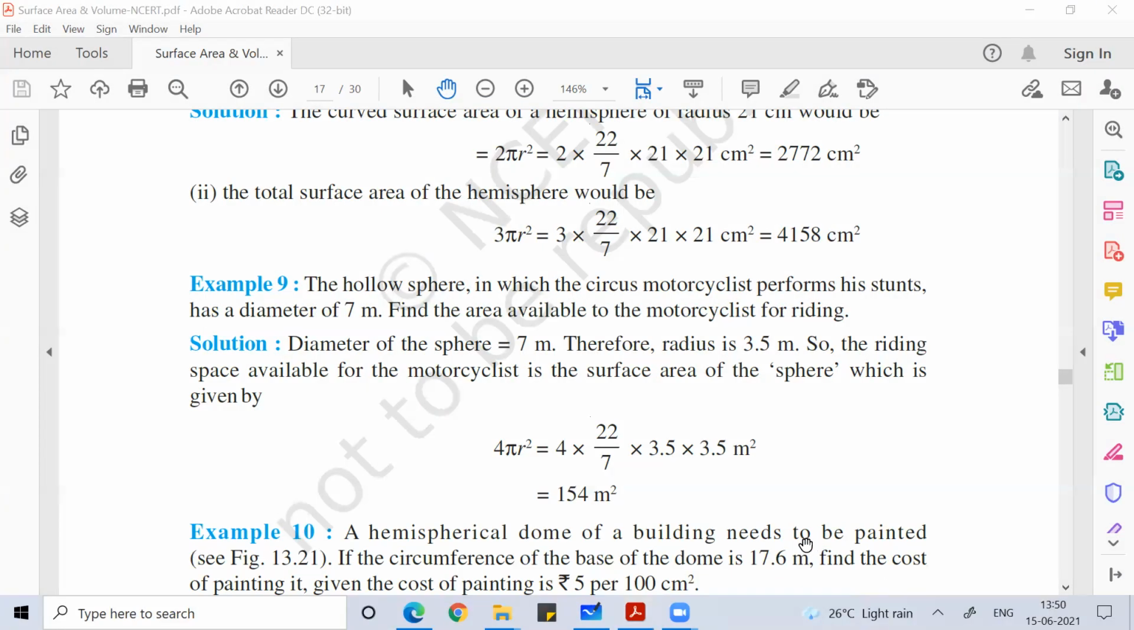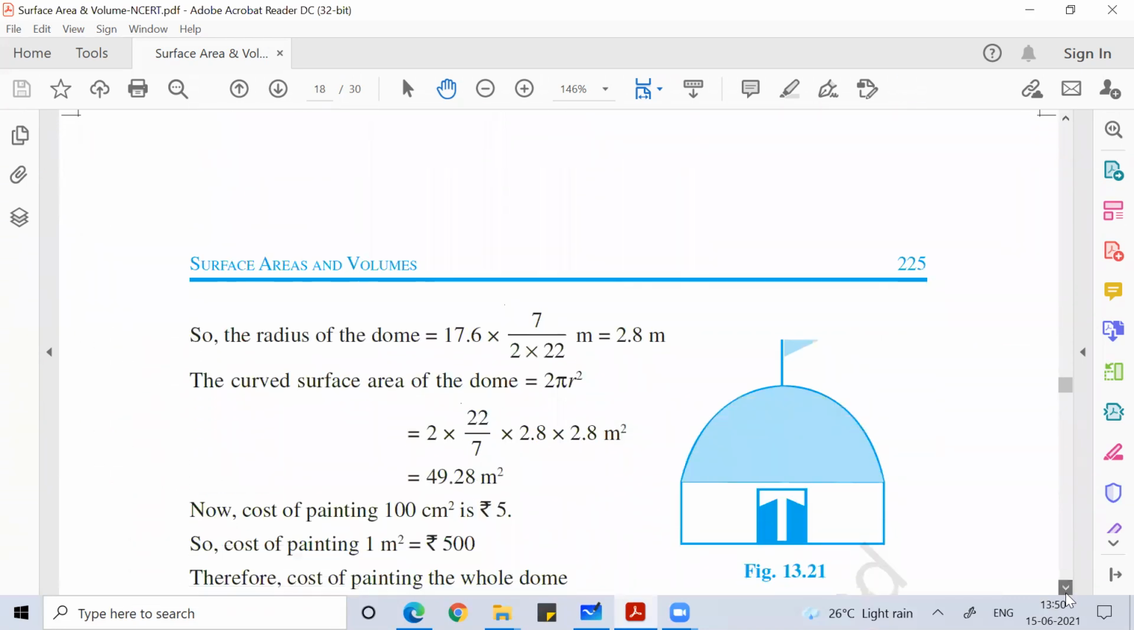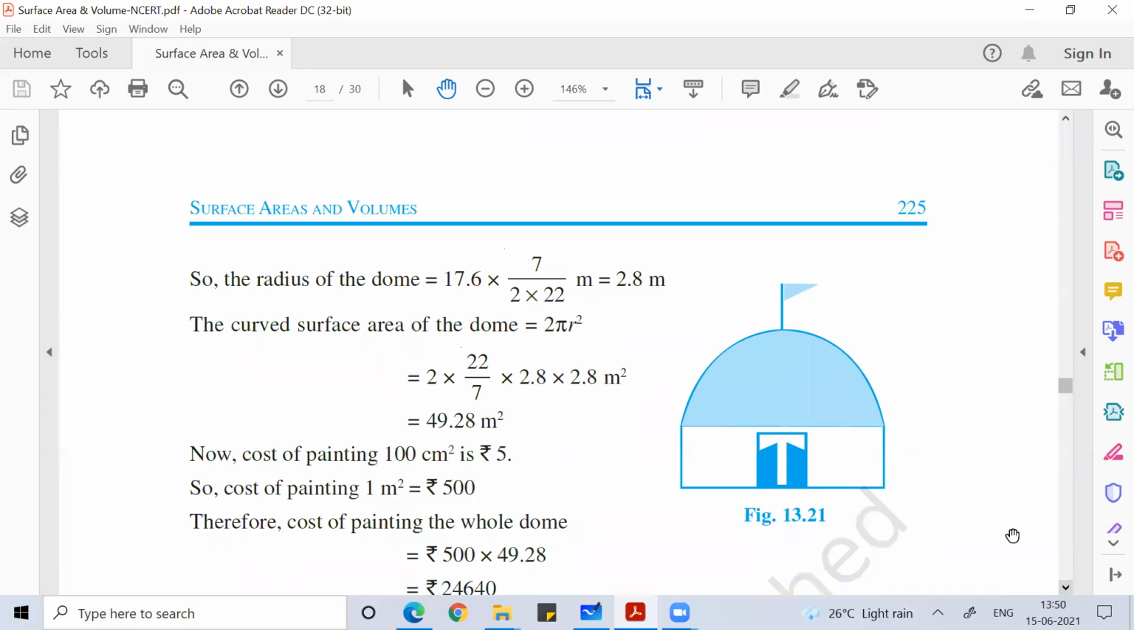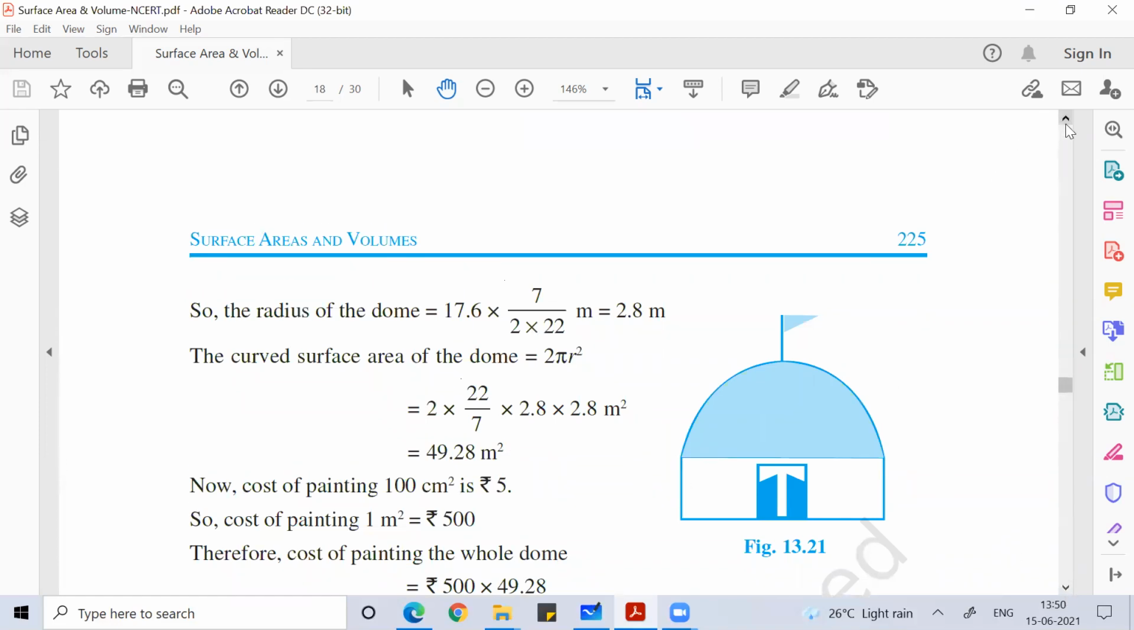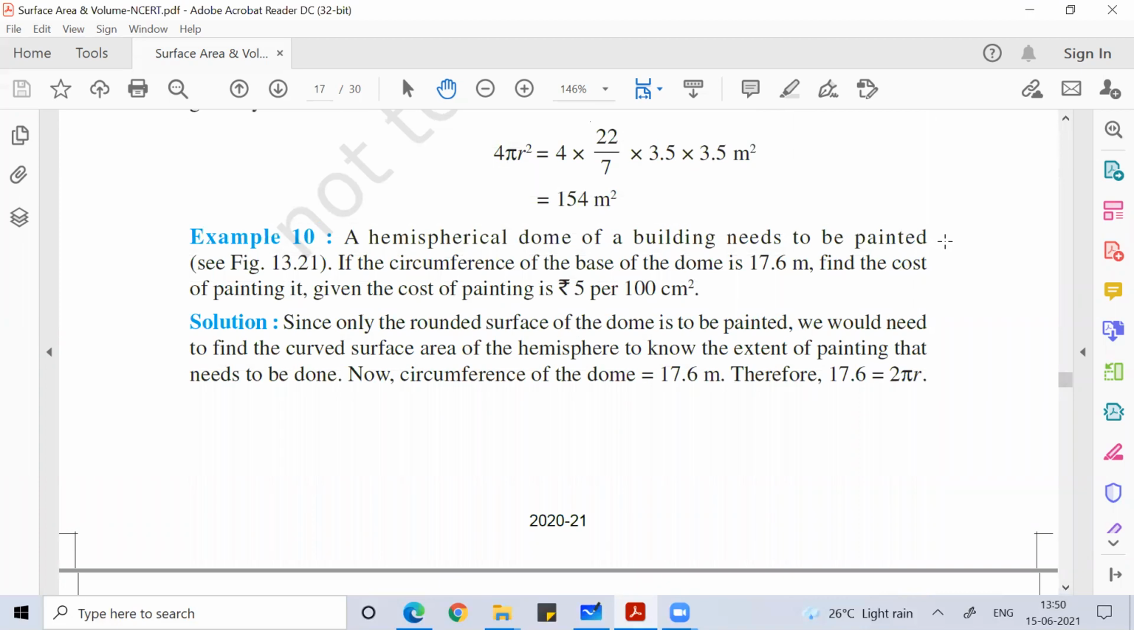Sir, the curved surface area will be 49.28 meter square. So the cost will be 24,640. So here, why have you not included the 3 pi r square formula? Why have you taken the 2 pi r square formula? Because only the rounded dome surface should be painted. In the question it is given that the hemispherical dome of the building needs to be painted. They have not talked about everything.